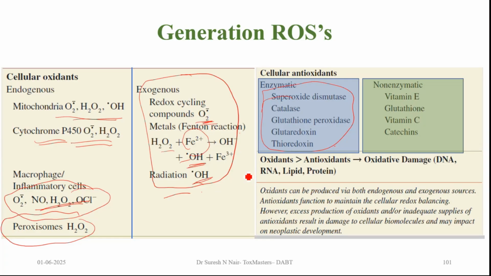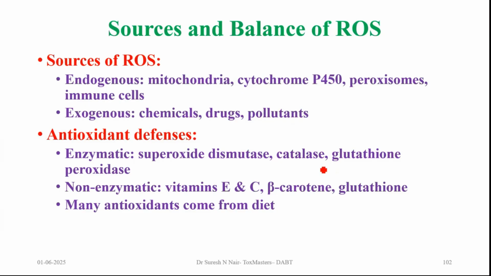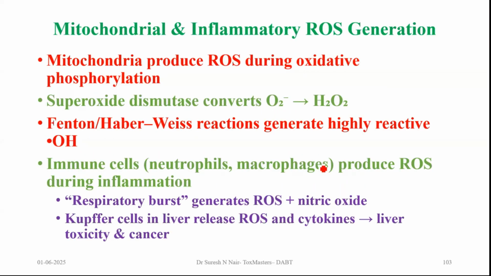Now, the problem really happens when the oxidant levels are more than the antioxidant levels present in the body. This will produce oxidative damage in the DNA, RNA, lipid, and protein. We have already seen in the previous sessions how they are capable of producing adducts in the DNA and how mutagenesis is produced. We have already seen that in much detail in the earlier session. The sources and antioxidant defense mechanisms we also already discussed in detail.